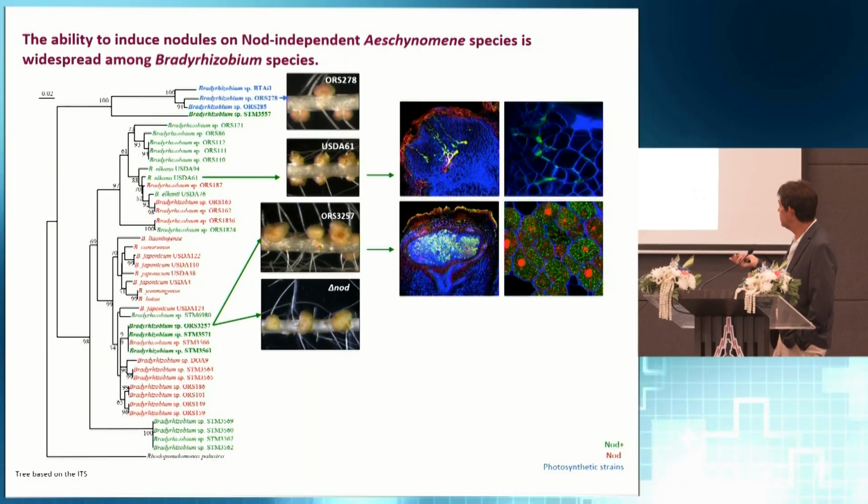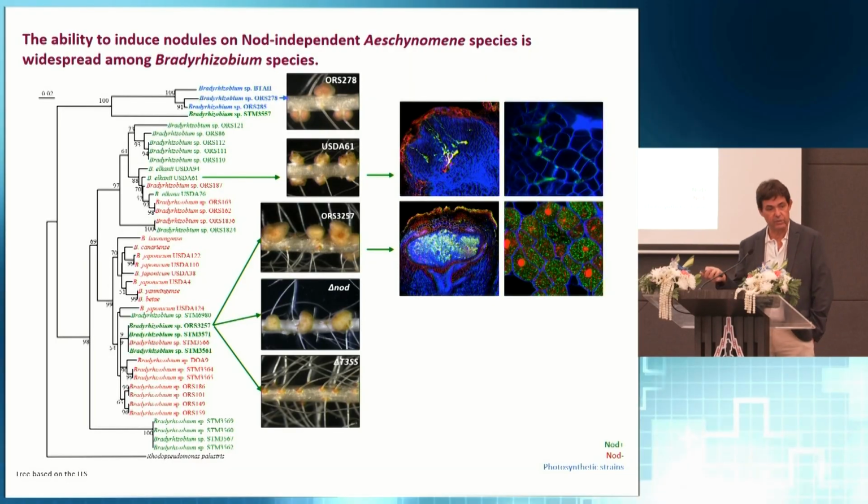When we mutated the nod genes, we did not impact the symbiosis, but if we mutated the type 3 SS, we completely abolished the nodulation, confirming that in these last cases, the process does not depend on the Nod factor but depends on the type 3 secretion system.